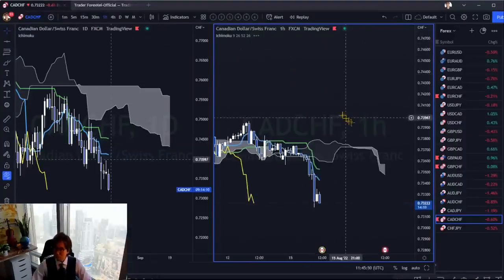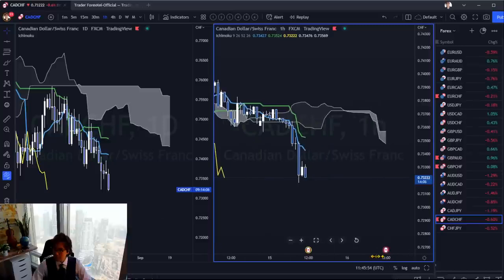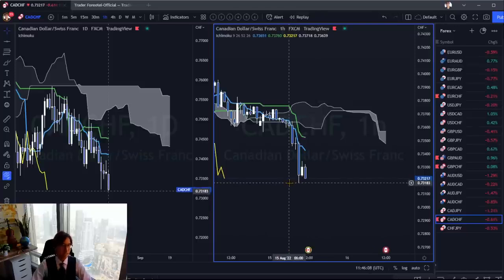So here's 1 hour. You see 1 hour is pointing down nicely. Kumo Senko Span A is down. Kijun Sen is also down. So I expect the market breaks support and continuously goes down this way. So in this case, before confirming the support, I look for the selling edge and I take a sell if I get the confirmation.